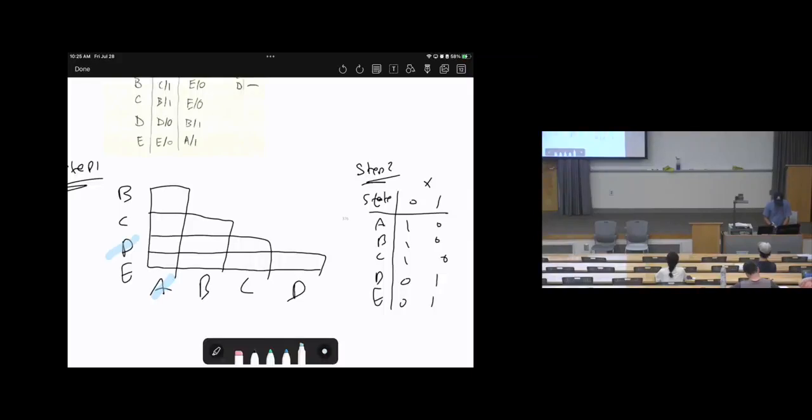Then A and D. Here is A, here is D. Are those the same? No. Therefore, we will cross this. Now then, A and E. Here is A, here is E. Are those the same? No, then cross it.